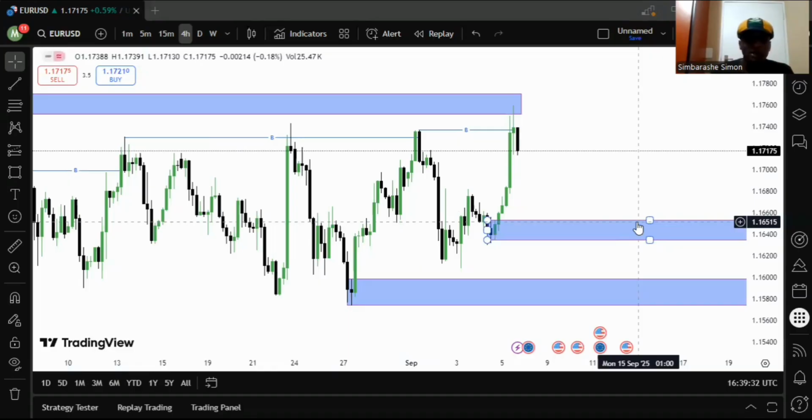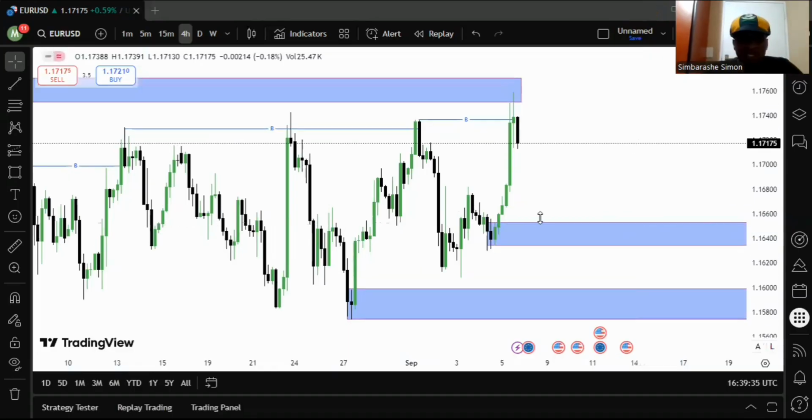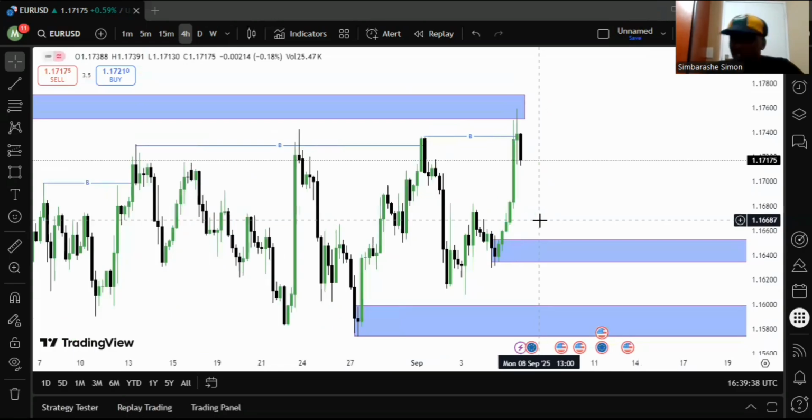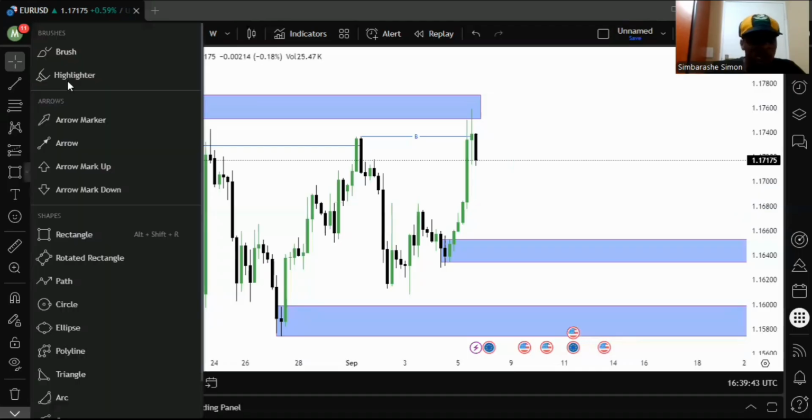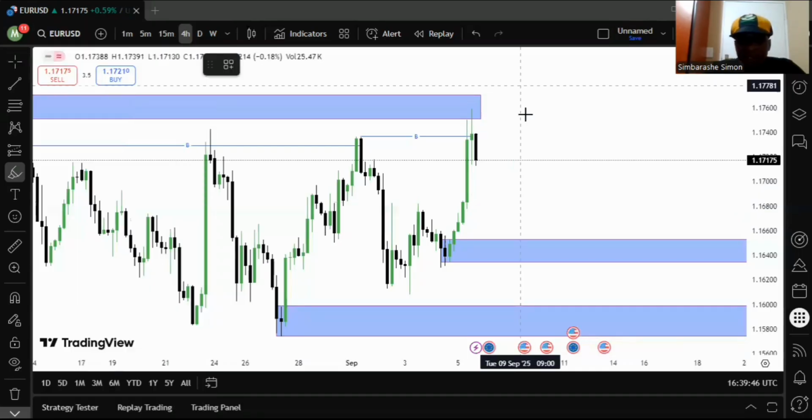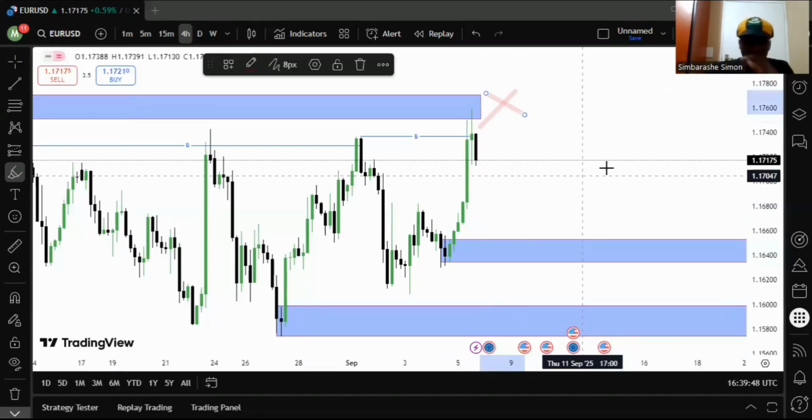Then on 4 hours, we are bullish. As you can see here, guys, break of structure, break of structure, break of structure. And now, currently, we are reacting on a supply zone. This supply zone is this one, where I just put an X. That's our supply zone.